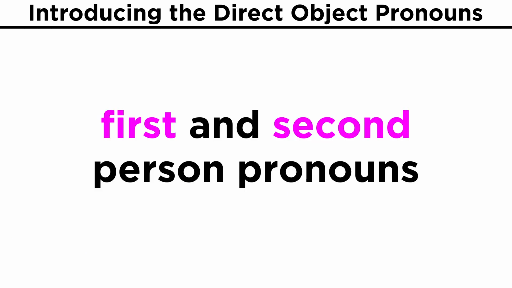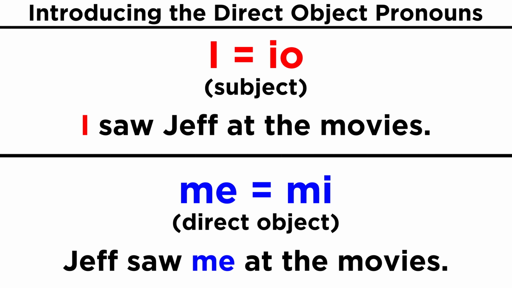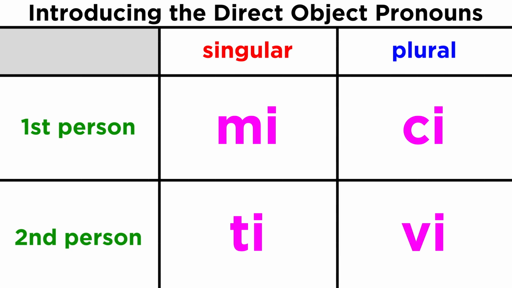Let's also go over the first and second person pronouns, as these are used commonly as well. We know that to say the word I, we use io, when you yourself are the subject of the sentence. I saw Jeff at the movies. But if you are the direct object, you would say me, as in Jeff saw me at the movies. So in Italian, the first person singular pronoun for a direct object is mi. Second person singular is ti. First person plural is ci. And second person plural is vi.